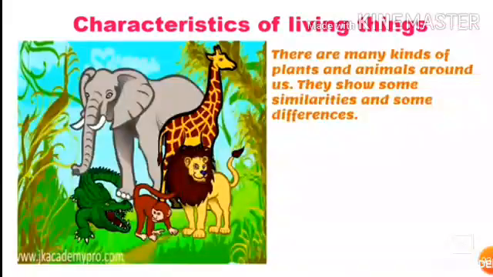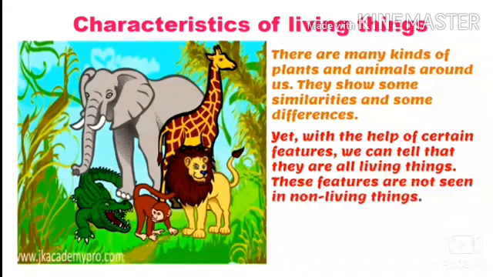Now we have to see the characteristics of living things. See in the picture there are different animals, different plants, trees. In our surroundings also there are many kinds of plants and animals, but are they all the same? No. Within plants and within animals, they have some differences. There are some same characteristics also. Within plants they have some similarities and some differences. Those similarities and differences we have to see today.